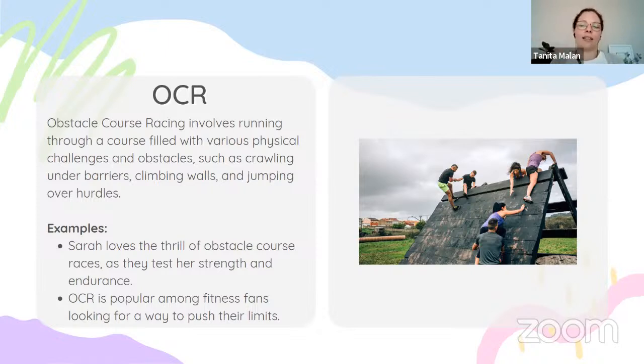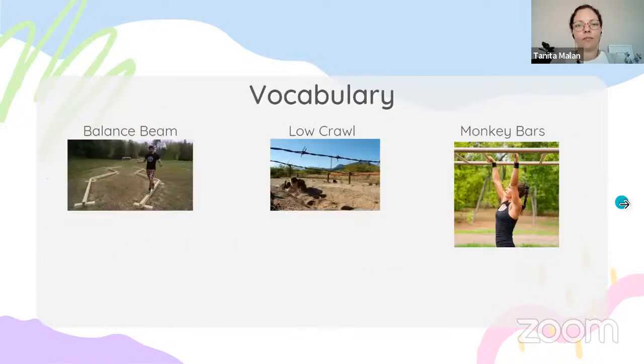And OCR has a lot of running in it to get to the different obstacles with the strength in between as well. So it could be like CrossFit, but it's not only like that because there is a bit of running that you've got to do between the obstacles. So normally you have to focus on your heart or cardio and then your strength as well. Let's look at some of that vocabulary.